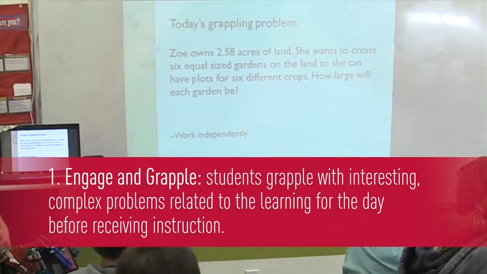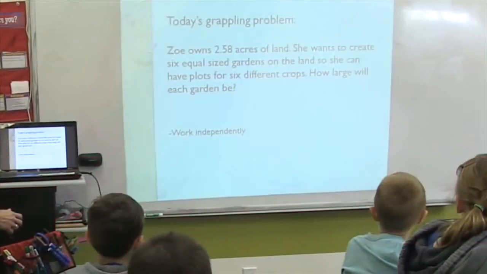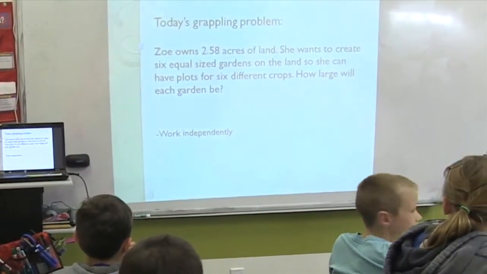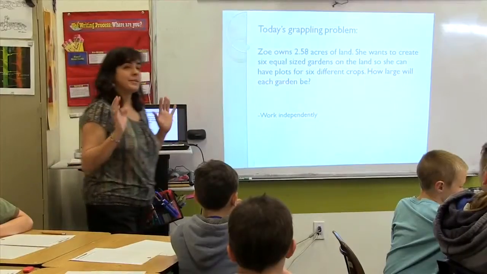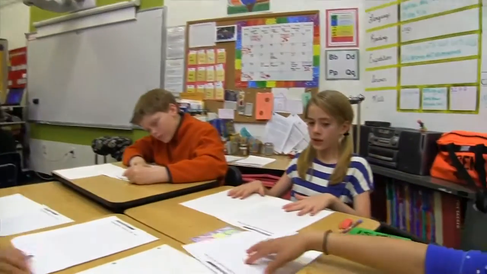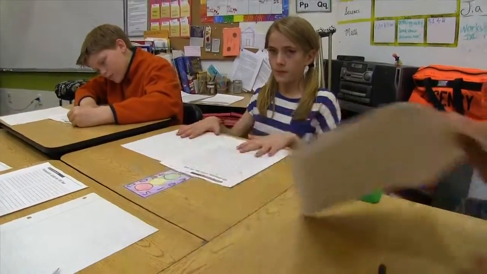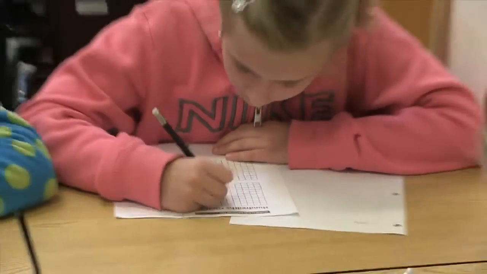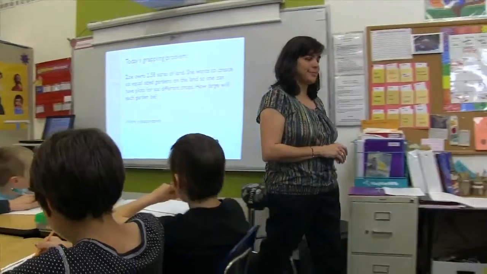So in today's class, I began with a grapple. So she can have plots for 6 different crops. How large will each garden be? Take about 5 minutes to work independently, 5 to 10 minutes. I gave them a hundredths grid, knowing that we've worked with those in the past. Just go ahead and approach that problem how you think you can solve it.